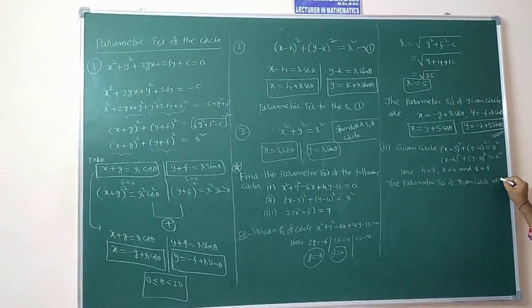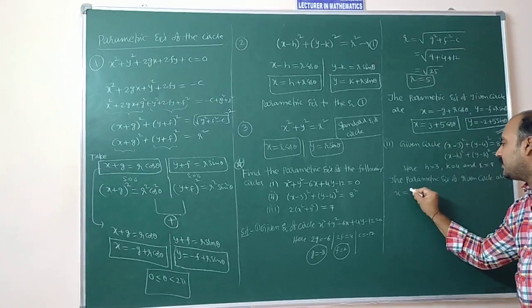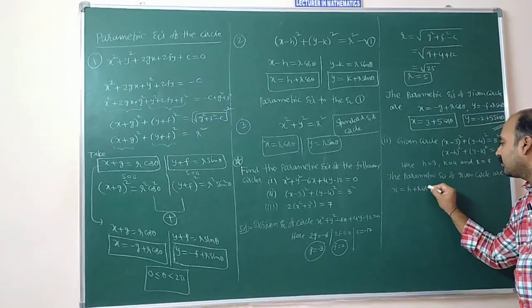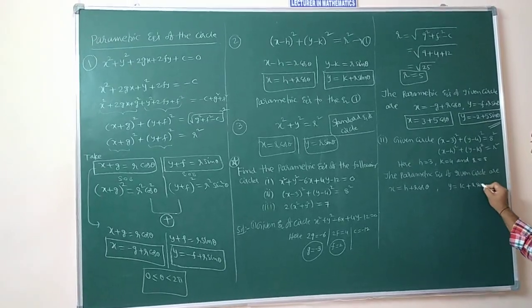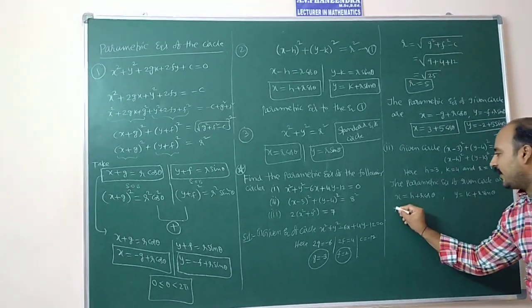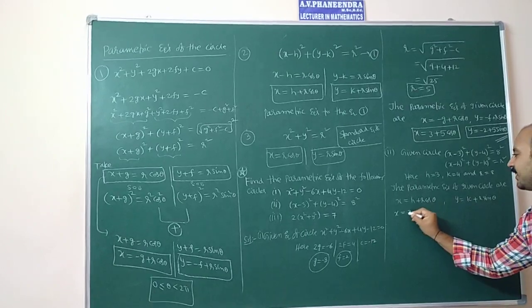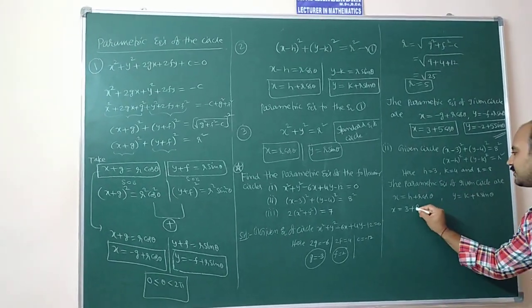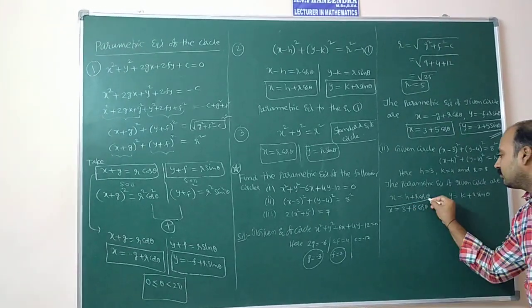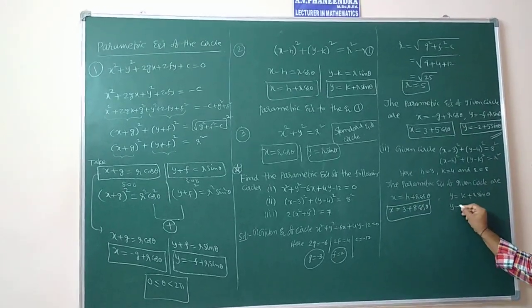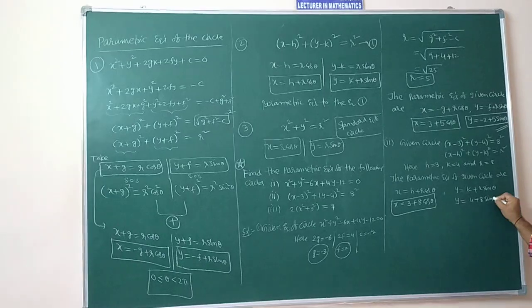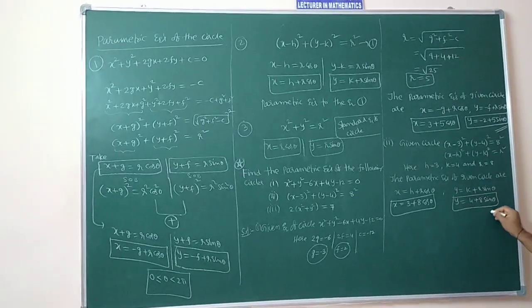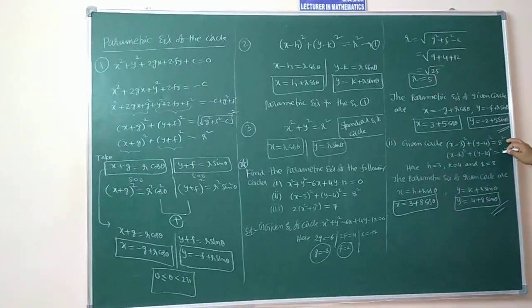The parametric equations of the given circle are x is equal to h plus r cos theta and y is equal to k plus r sin theta. Now x is equal to h value is 3 plus r value is 8 cos theta. y is equal to k value is 4 plus r value is 8 sin theta. These are the parametric equations to the corresponding given equation of circle.